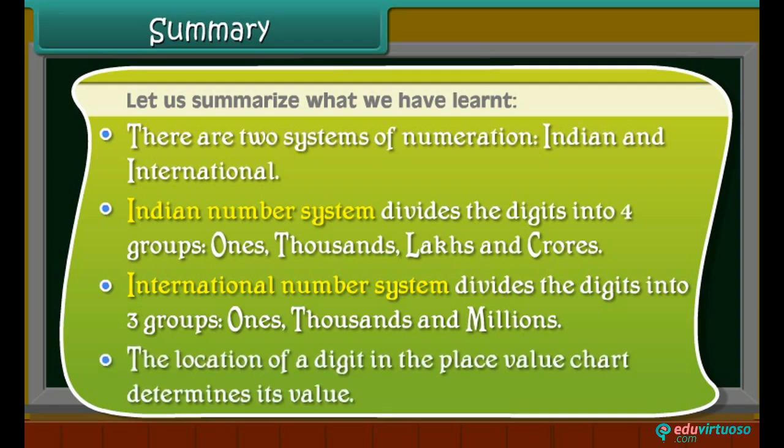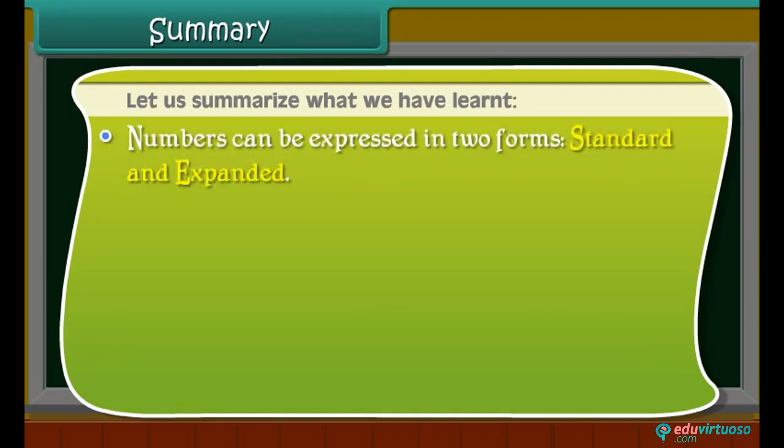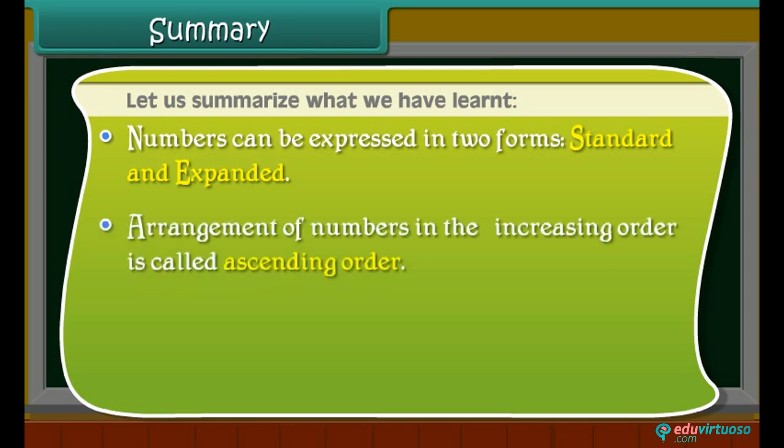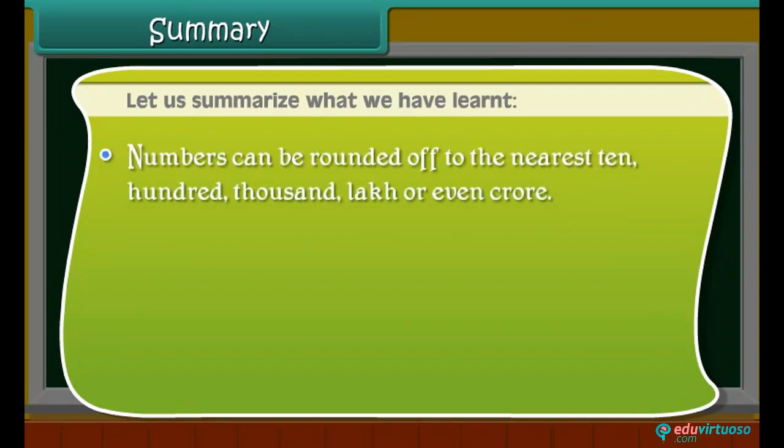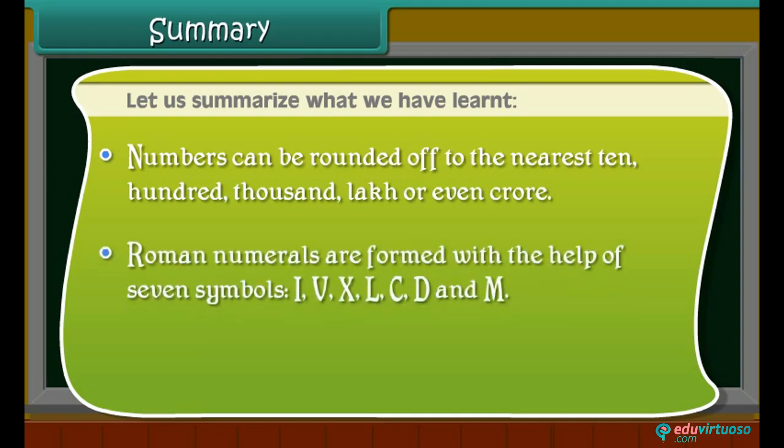The location of a digit in the place value chart determines its value. Numbers can be expressed in two forms: standard and expanded. Arrangement of numbers in the increasing order is called ascending order. Arrangement of numbers in the decreasing order is called descending order. Numbers can be rounded off to the nearest 10, 100, 1000, lakh or even crore. Roman numerals are formed with the help of seven symbols: I, V, X, L, C, D and M.